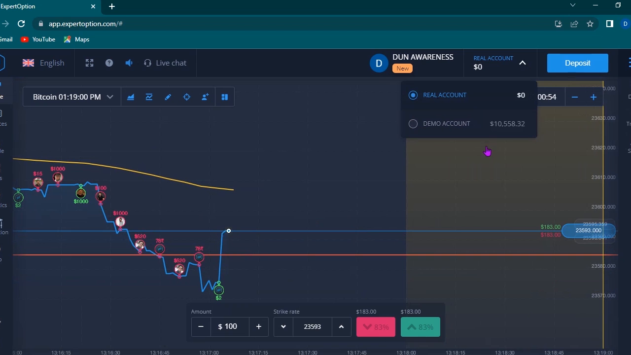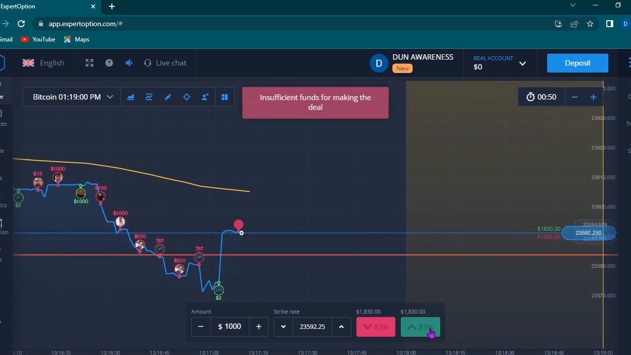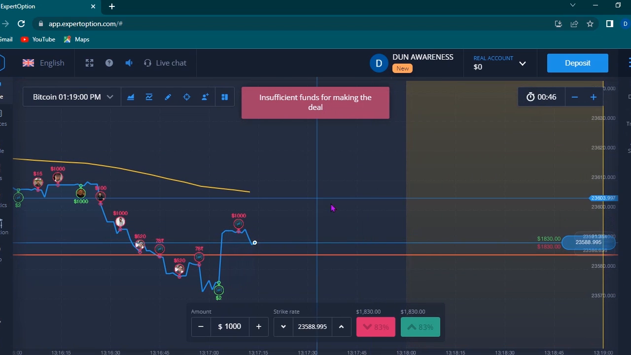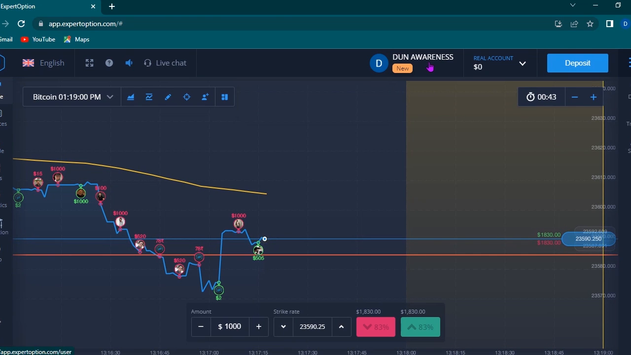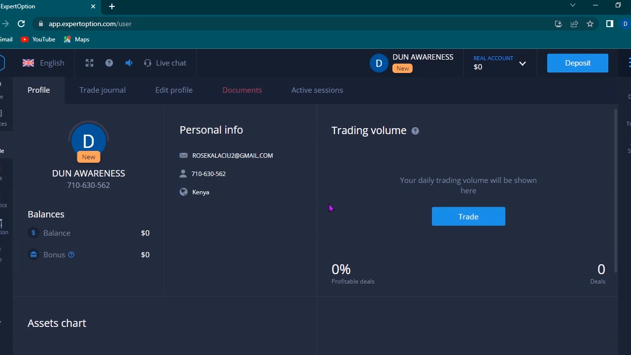Now this was my demo account, this is my real account, and you can see my real account. When I try to trade, it tells me I have insufficient balance. And now how do you deposit money to this platform?